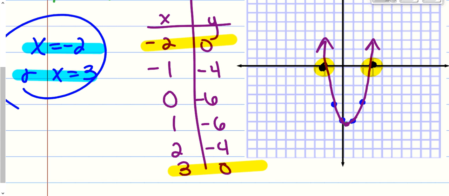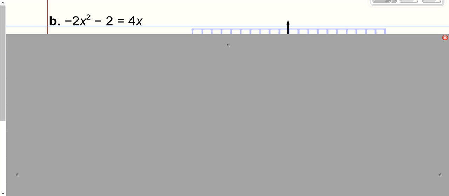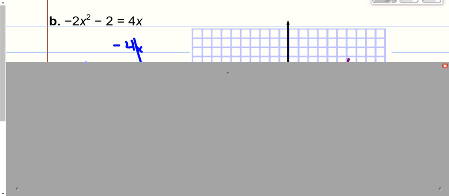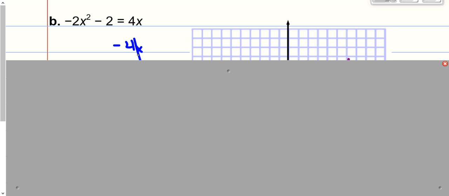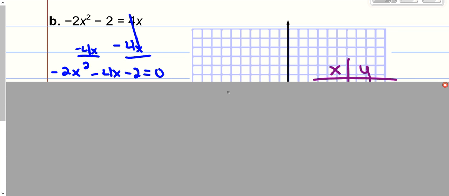Okay, so let's move to another one. Now this time we have negative 2x squared minus 2 equals 4x. Well, this one is not equal to 0, so there's a little bit of work that we have to do first. Looking at that, we have a 4x on the right side. We are going to subtract 4x from both sides first. When we subtract 4x from the right and subtract 4x from the left, we are going to get negative 2x squared minus 4x minus 2 equals 0.